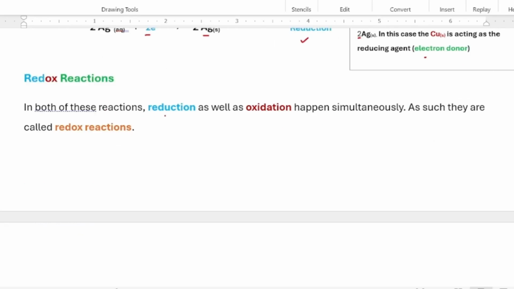In these reactions, reduction as well as oxidation happens simultaneously. As such, they're called redox reactions.